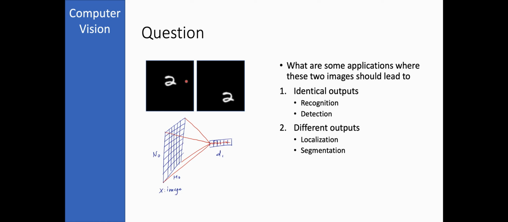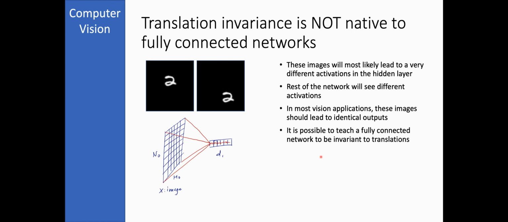In other words, if I translate the input by this much, I would expect the output to be translated by this much in these tasks too. So in a sense, they're not translation invariant, but those tasks should be translation equivariant. Now, translation invariance is not, as we said, native to fully connected layers, but it is possible to teach a fully connected network to be invariant to translations. How?